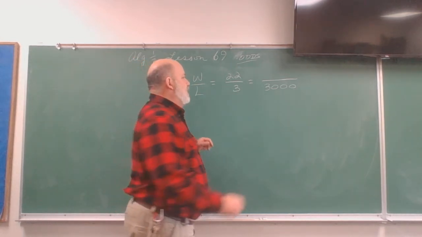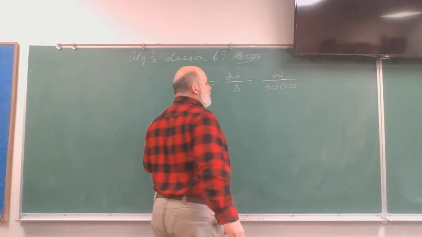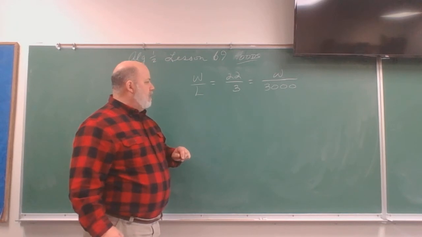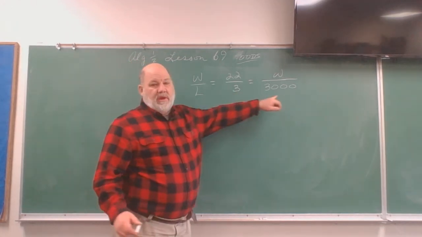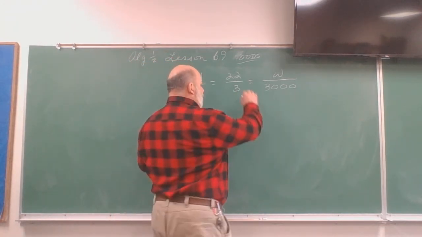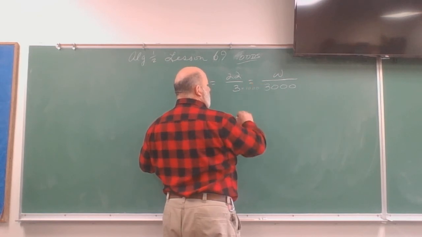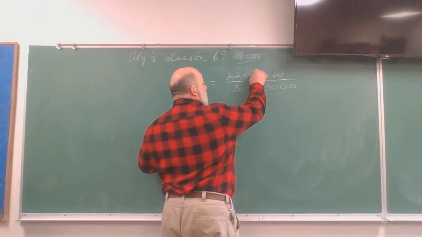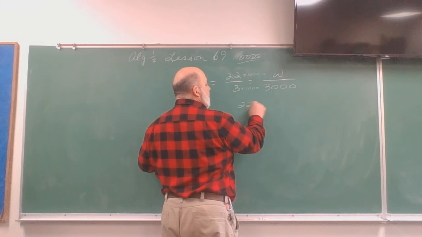Well, this one's easy to do a scale factor. How many winners were there? Well, how do you get from 3 to 3,000? You multiply by 1,000. Well, do 22 times 1,000. That'll give you 22,000.